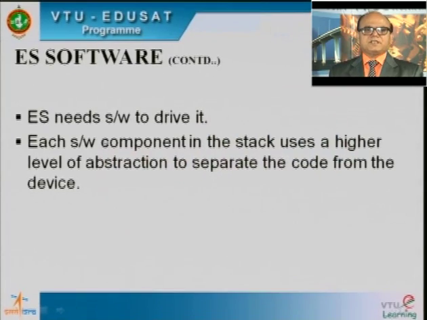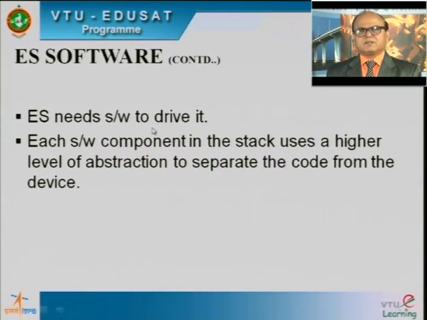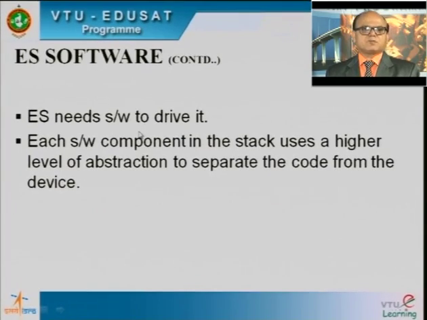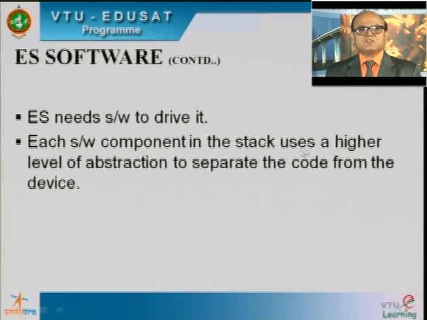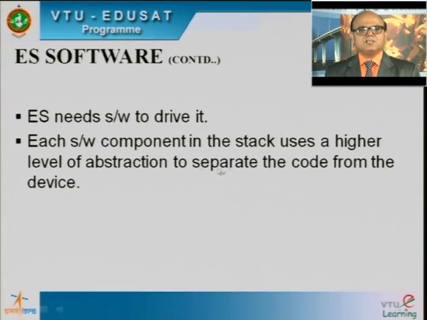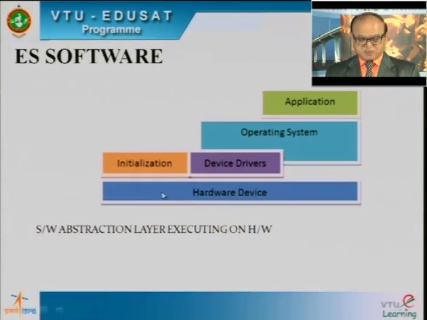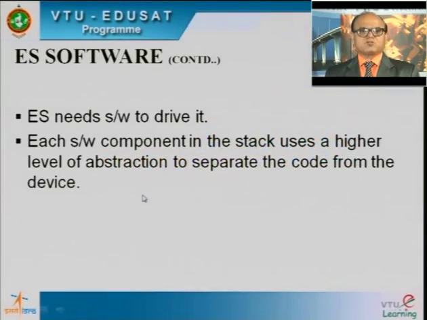So embedded systems need software, fine. Any system, whether it is an embedded system or otherwise a PC, needs software to run the application or to find the solution to our problem. An embedded system needs software in order to drive it, and each software component in the stack uses a higher level of abstraction to separate the core from the device. That is what we found in the previous diagram. So this is for the abstraction purpose, so the design is made so.